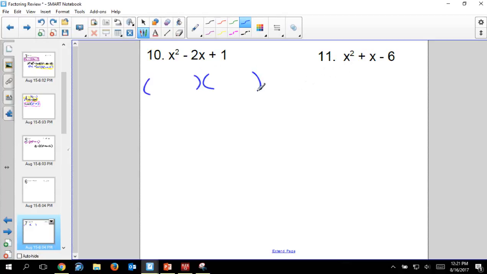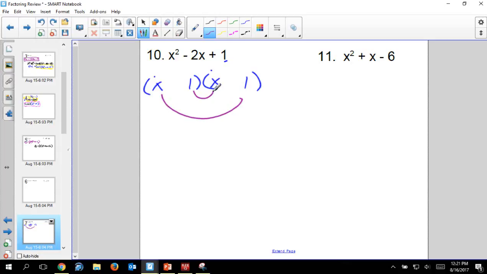What first numbers do we multiply together to give us x squared? X and x. What do we multiply together to give us 1? 1 and 1. But when we multiply it all the way back and we FOIL it, it has to have a minus 2x in the middle. So how am I going to make this work so it has a minus 2x when I FOIL it back together? These two have to add up to give me a minus 2. What do I need to do?